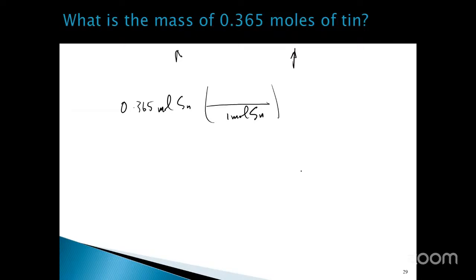The molar mass of tin is, I see, 118.71. That goes here: 118.71 grams of tin. And that's all we need to do, because the moles of tin here and here will cancel out. So that would be 0.365 times 118.71. And according to my calculation, this works out to be 43.3 grams of tin.